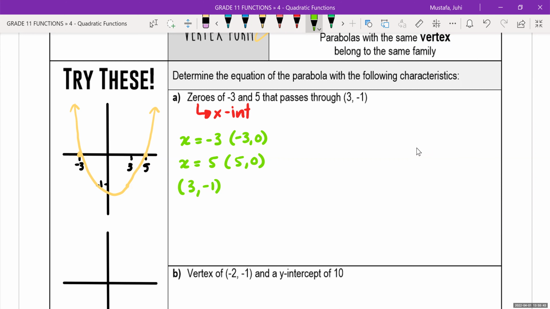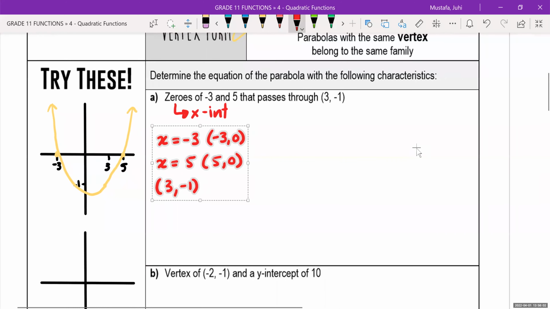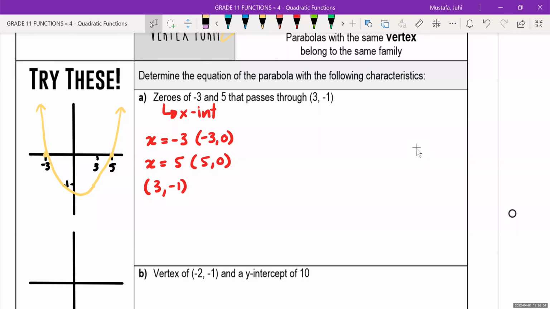Rahiman, what's your question? Exactly. Yeah, that's the point that the parabola passes through on the x-axis. Okay, so we cannot use vertex form because we don't know what the vertex of this parabola is. So we have to use factored form.